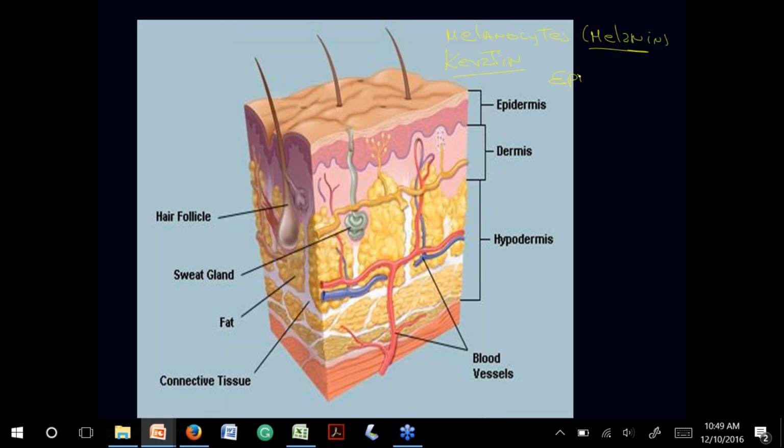In the epidermis we have about 5 layers, so 1, 2, 3, 4, 5, 6, 7. These are the 7 layers that are going to change according to age, but that is another topic. What I want you to remember is that we have the stratum corneum, that is the outer layer of the skin. That is what is going to slough off and be replaced by the layer coming from below. So remember melanin, melanocytes, and the stratum corneum.